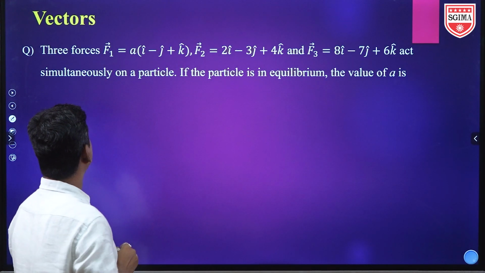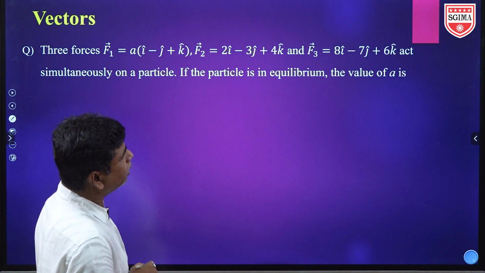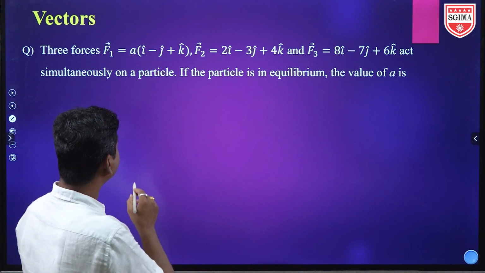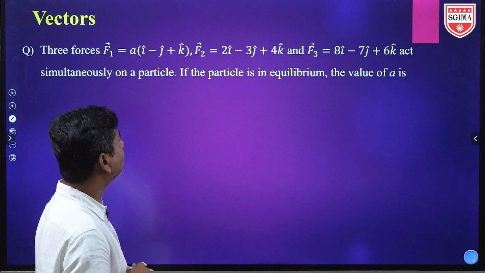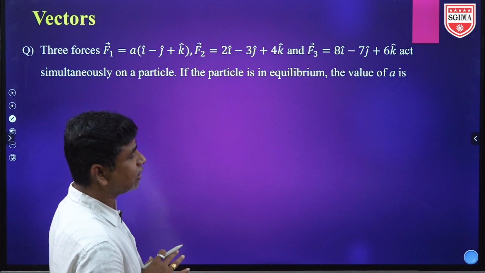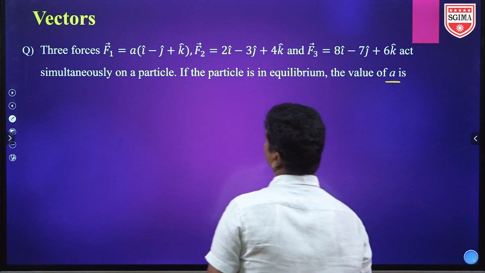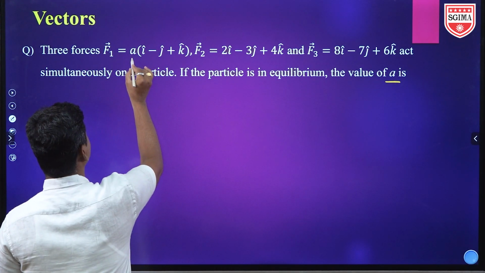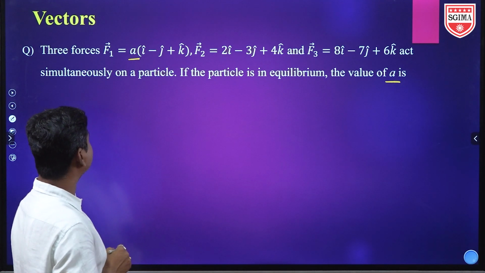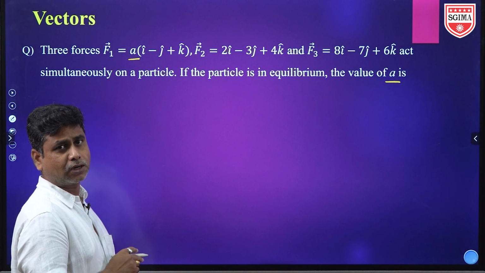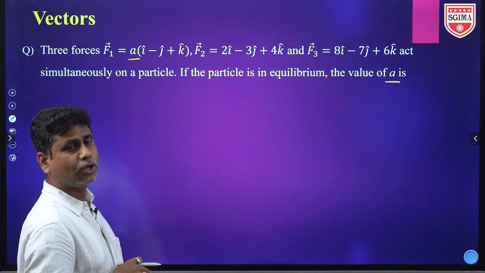Next, here is one question: 3 forces F1 bar, F2 bar and F3 bar act simultaneously on a particle. At the same time these 3 forces are acting on the particle. If the particle is in equilibrium, the value of a is asked, the small a given in the force F1. When the 3 forces are simultaneously acting on a particle, the net force acting on the particle equals 0, and only then is the particle at equilibrium.